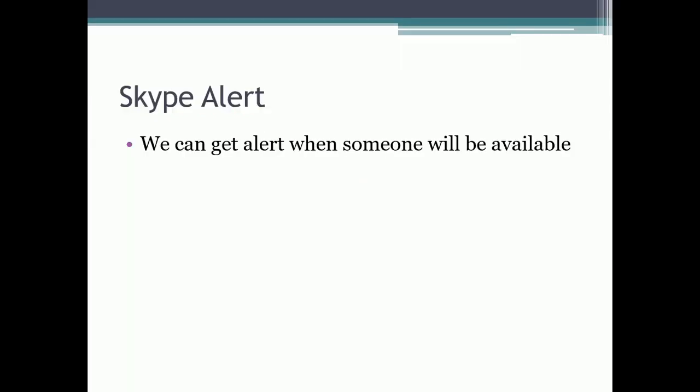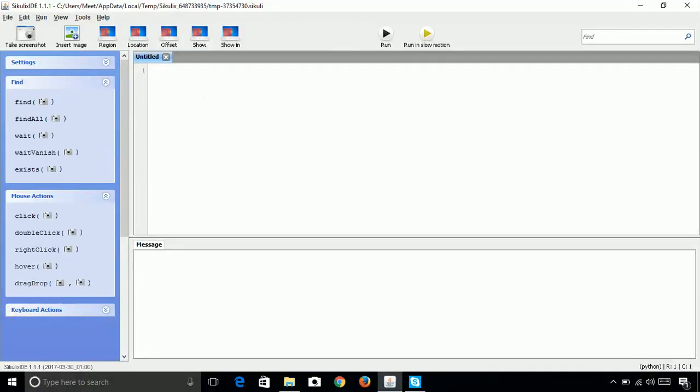This demo is about a Skype alert, so that if someone gets online, we are going to get the notification that someone is now available and you can continue with your call. So this is similar to Facebook, but we will use a different function in the Skype app. So let's make a script for that and navigate back to Sikuli. So we are going to use Skype in this script.